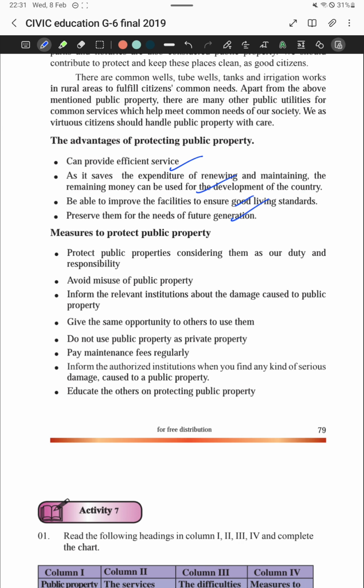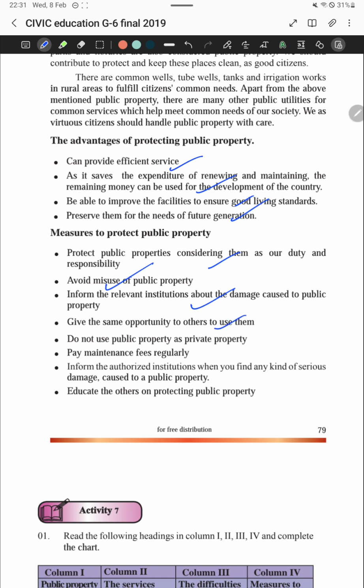First one, you can take it as your duty and responsibility. Take it as a responsibility for you to protect the things, right? If anybody is damaging or vandalizing the bus stop of your village, please let him know, or you can advise him not to do that. And also that means avoiding the misuse also. Same thing applies in that scenario, right? And inform the relevant institutions about the damages, right? If there's damage, at least you can call the police and tell, right? And give the same opportunity to others, right?